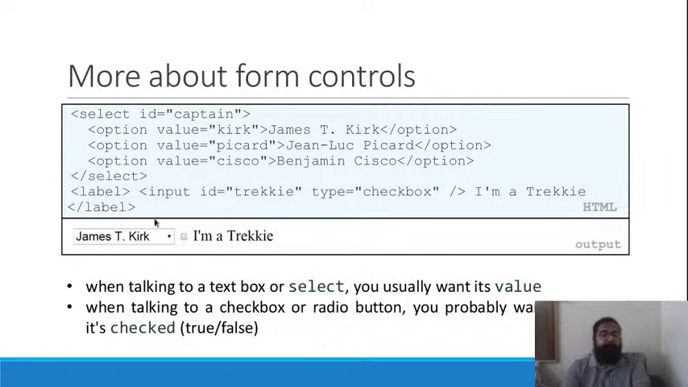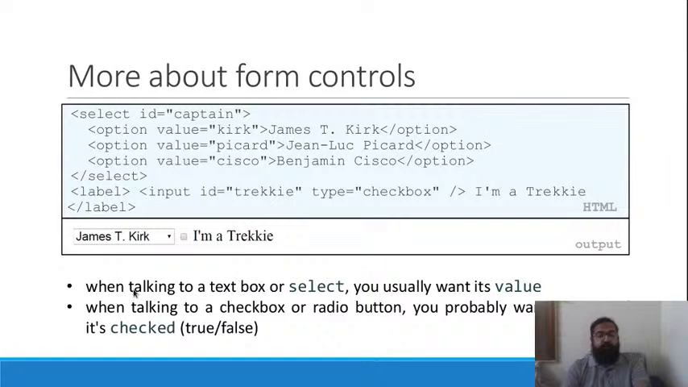So here we have a drop down menu with the id captain, and then we have an input checkbox which has the id tricky, which is not ticked by default. So you have the particular name Dropbox, and then you have the checkbox. For each of the names you have a particular value also associated, although this is the text that would be visible to the user. So you have Kirk, Picard and Cisco as the values for these options.